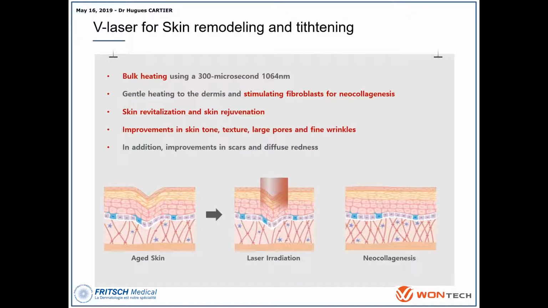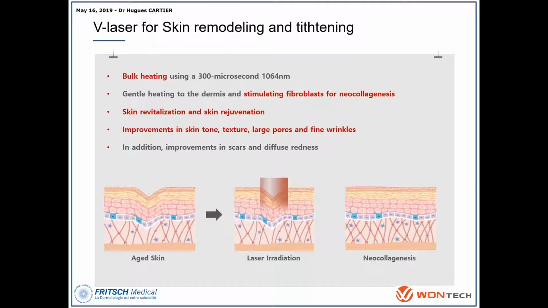So for skin remodeling and skin tightening, you have to use the Genesis. It's 0.3 millisecond with fast motion to induce a thermal effect, and you have to make a lot of shots, very important, to induce diffuse redness just after the session. You can also use it for young scars. You can also use the same device for acne, to reduce inflammation in active acne.